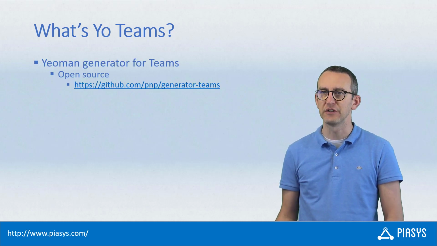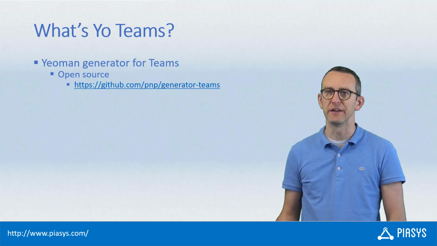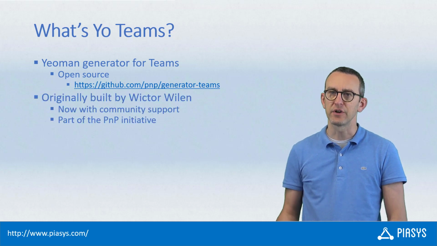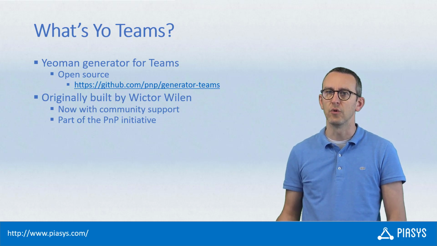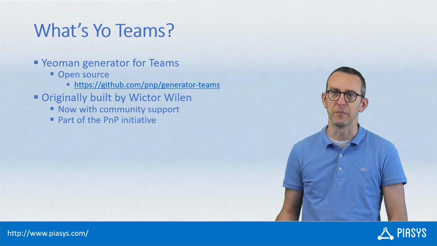Today we start talking about the Yeoman generator for Teams, which is an open source project that you can find at the following URL that you can see on the slide. It is a project that has been built originally by Victor Villain and which is now maintained by the whole community, and it's under the PnP umbrella.